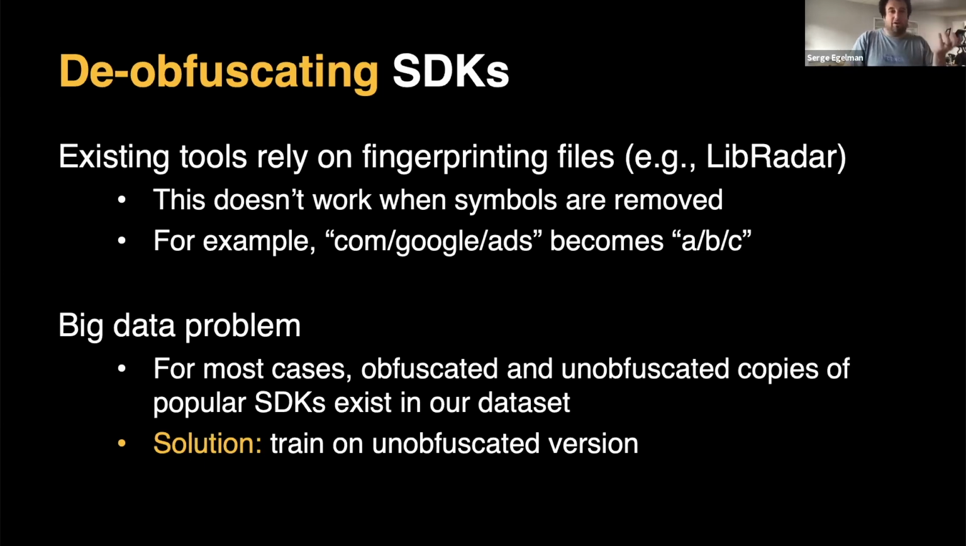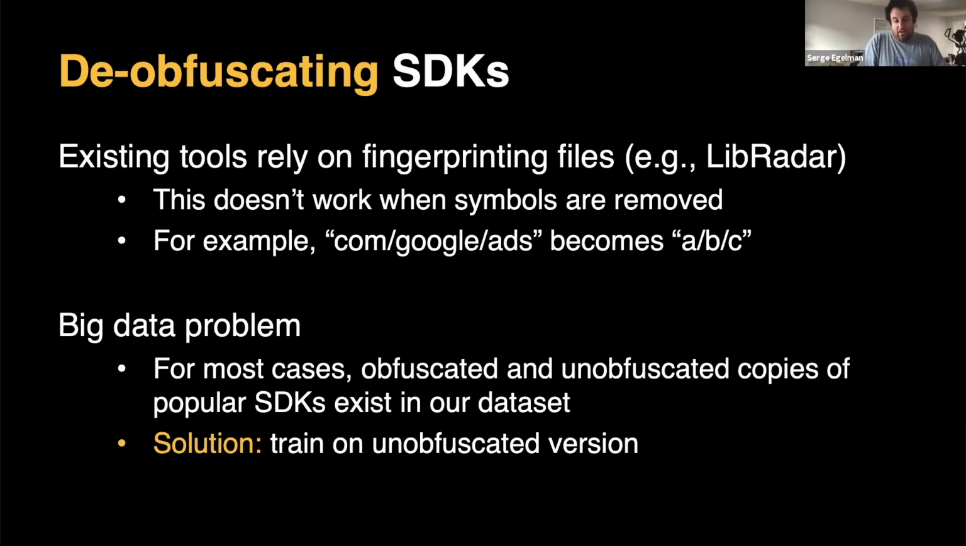So for instance, the presence of a file structure of com/Google/ads is a signature of the Google Ads SDK. But when the code is obfuscated, the meaningful information basically gets removed and replaced with symbols that don't reveal that same information. So what we've realized is this is essentially a big data problem.